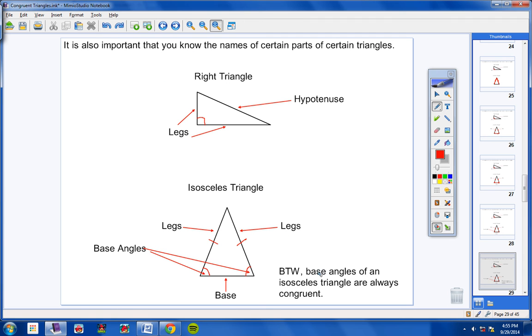By the way, make note of this. Base angles of an isosceles triangle are always congruent. So this angle here and this angle here will always be congruent. Okay, let's continue on.